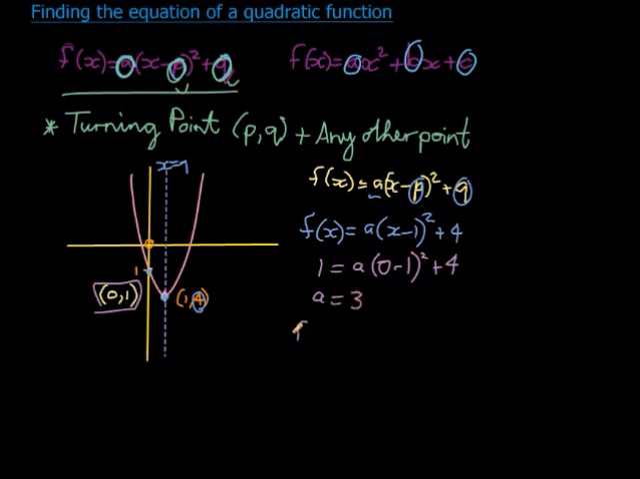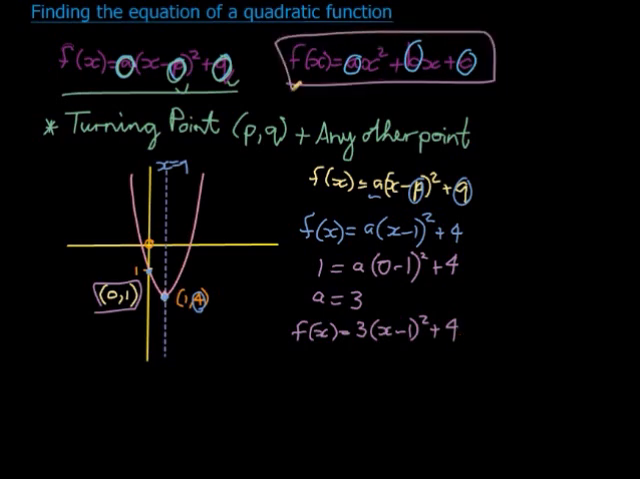And there we go. y is equal to 3(x minus 1) squared plus 4. If they wanted you to get this format, you would have still done it exactly the same, and then we just simplify this expression to get that expression.